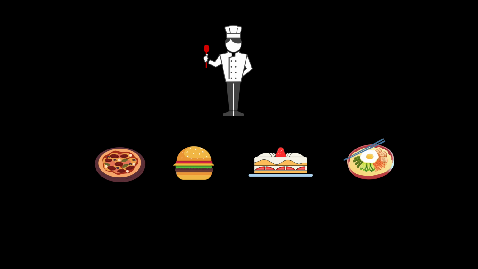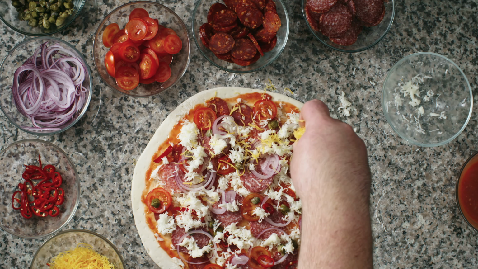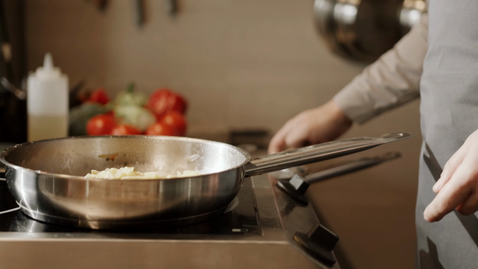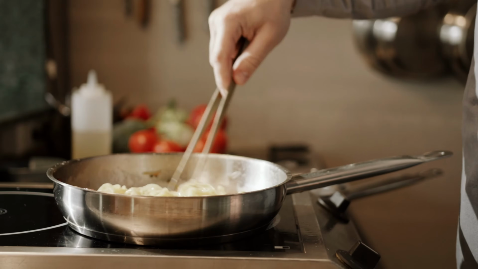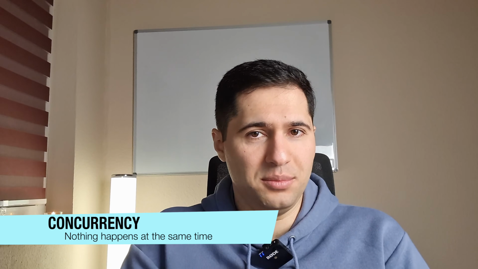In this video, let's talk about these two concepts in a simpler way. Let's flip it. Picture this. Concurrency is a single chef cooking multiple dishes. He chops vegetables for one dish, but when the water is boiling, he stirs another pot. He's juggling. Nothing truly happens at the same time, yet everything feels like it's progressing.